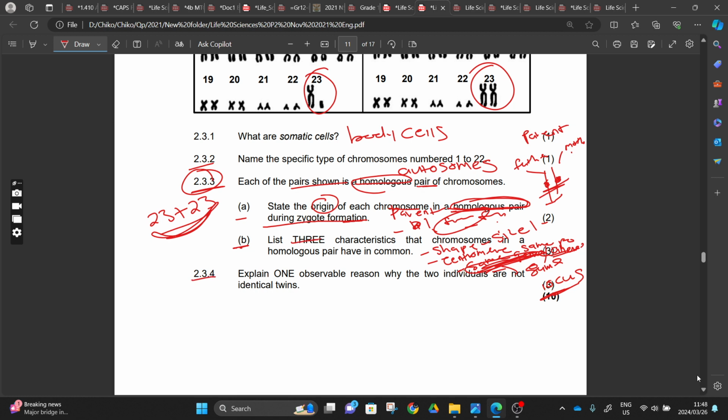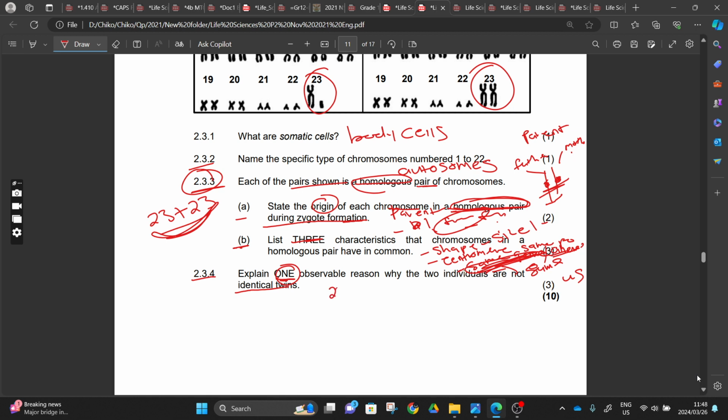2.3.4. They say only 3 marks. Explain one observable reason why the two individuals are not identical twins. They say 3 marks, but they say explain. Explain one. You have to explain that one observation that you are saying. You have to explain that one observable reason why the two individuals are not the same.